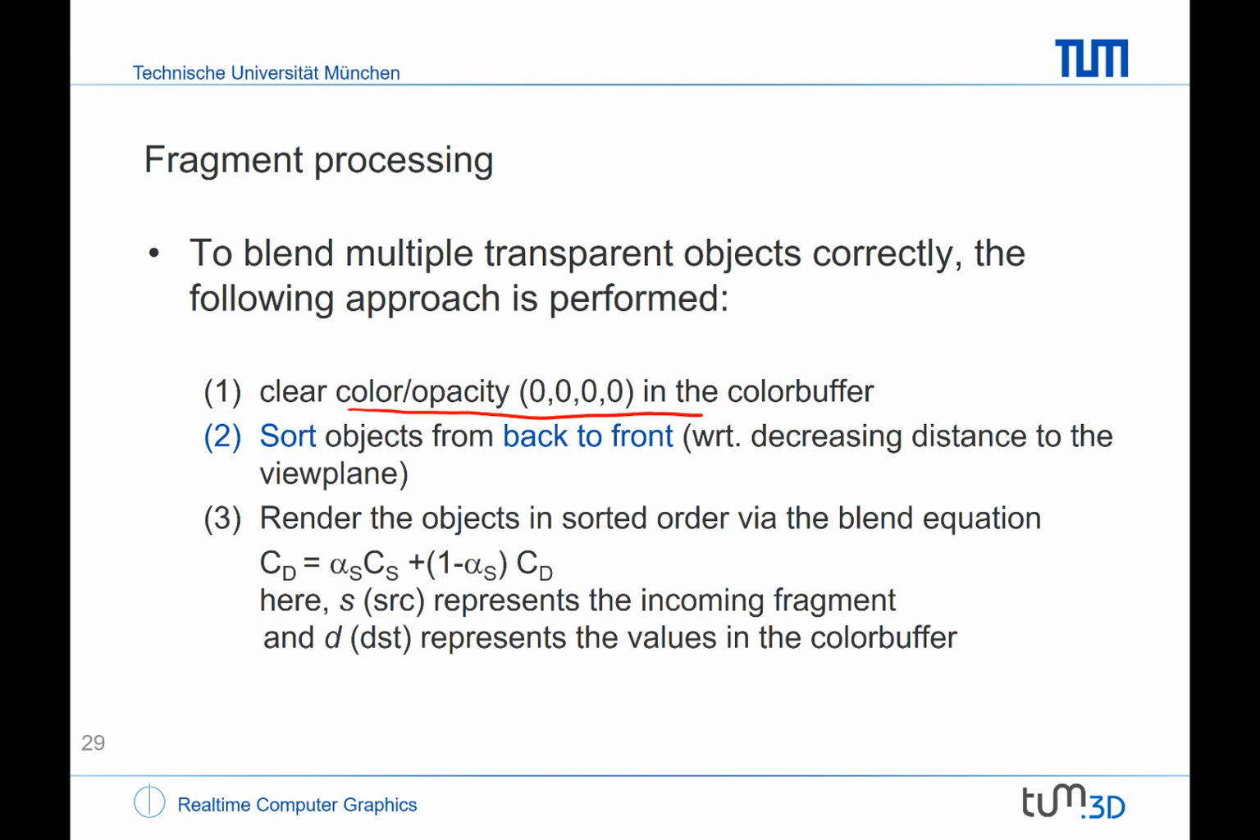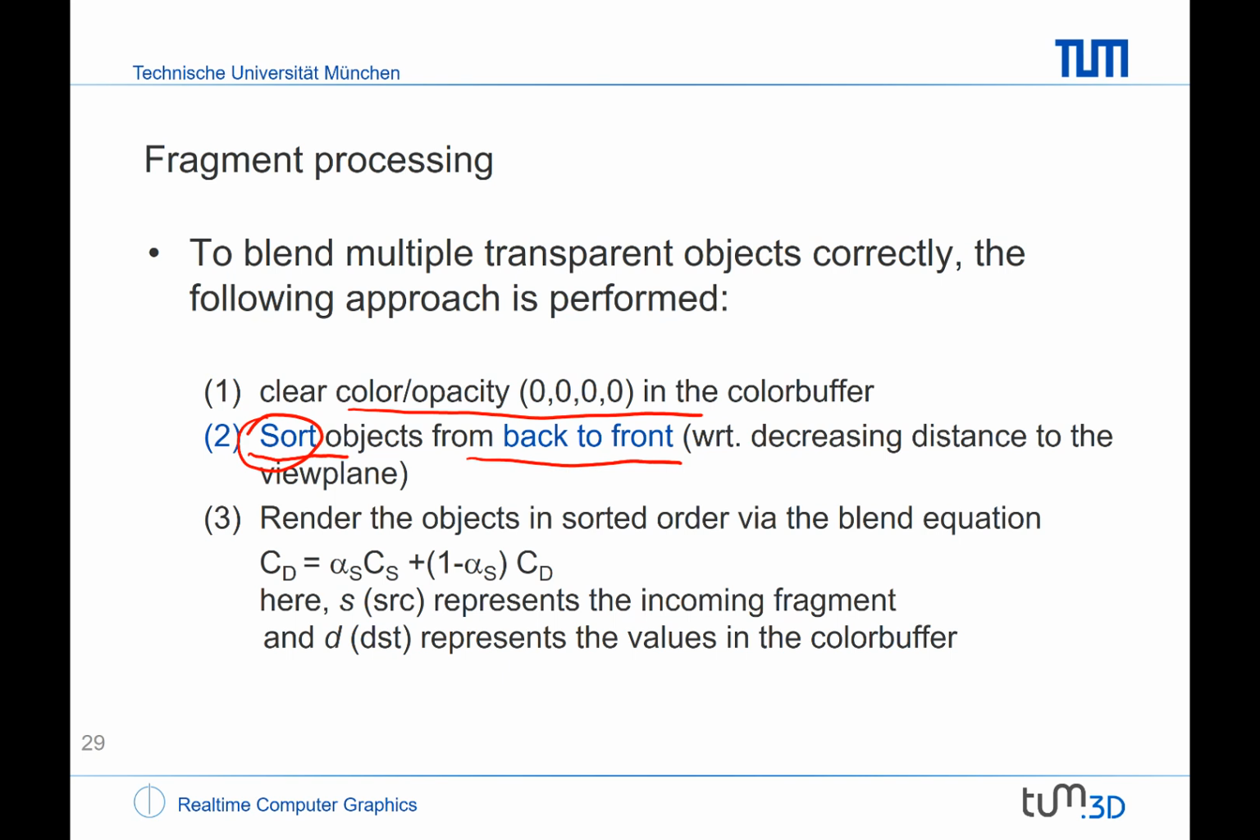And then you have to perform an explicit sorting operation from back to front with respect to decreasing distance to the view plane. And that is something you have to do in your application program. And that is the reason why you typically don't see, in real-time applications at least, scenes which have a huge number of semi-transparent objects. Because the transparent objects have to be sorted in back to front order.